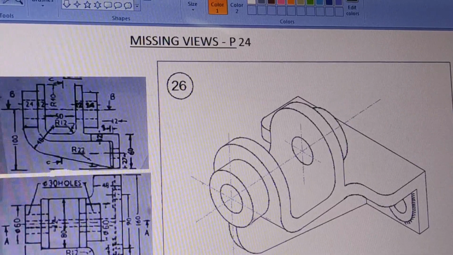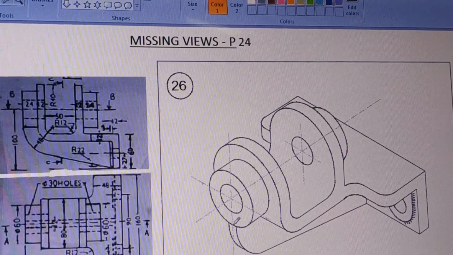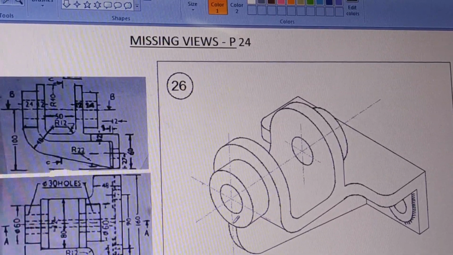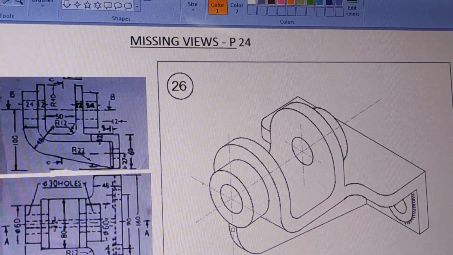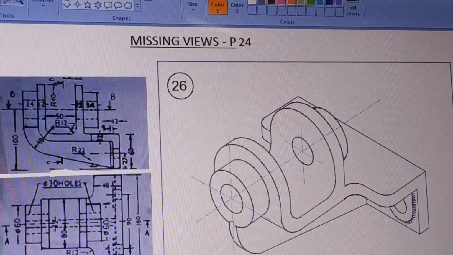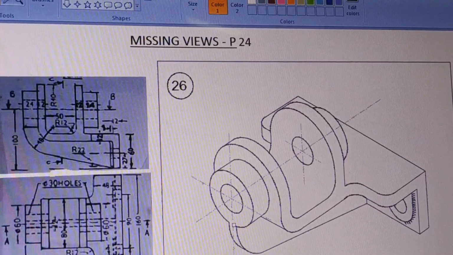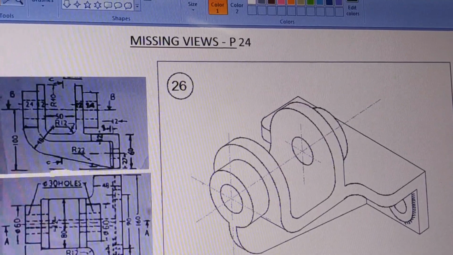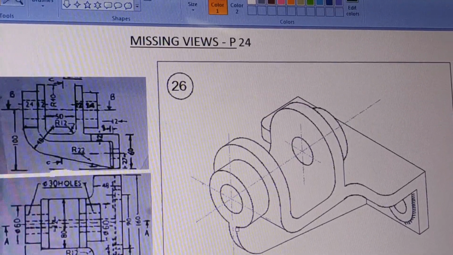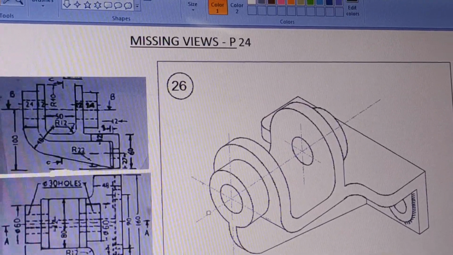You will also realize, in fact it is not shown here, that this is a continuous surface. In fact this line should not be there, I will just erase it. So it is like this. This is a continuous surface, so no line here.